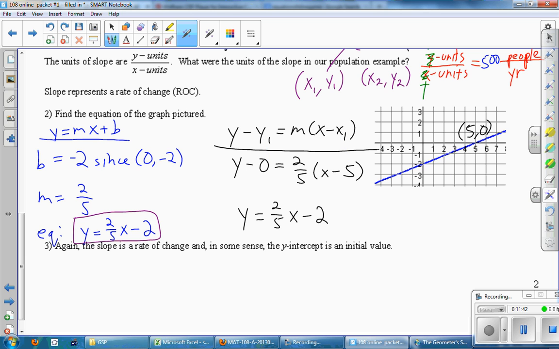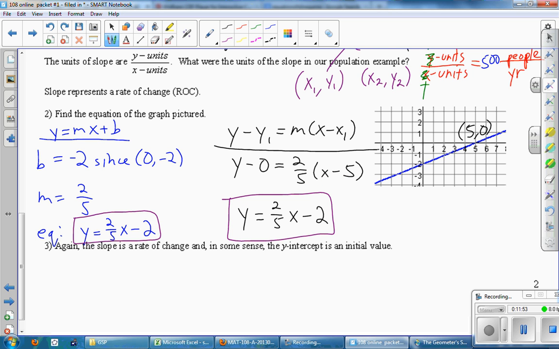And then we just finish. y minus 0 is just y. Distribute this 2/5 through, and we get 2/5 x minus 2. No surprise, we end up with exactly the same equation at the end, even if things looked a little bit different in the intermediate steps.